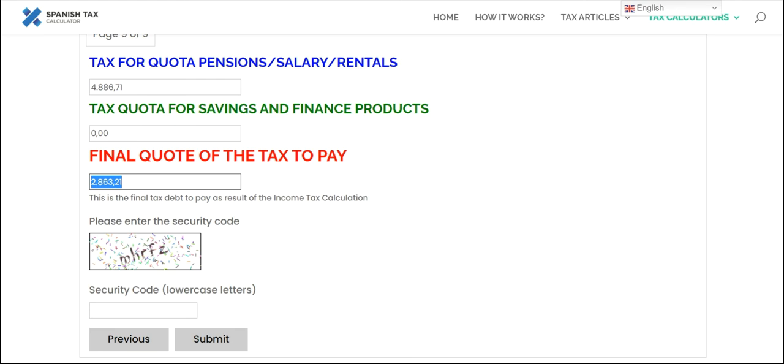So this is the way in which you will be declaring your taxes for a Spanish tax resident in case for incomes received from rent. And in a separate tutorial, we will talk about taxes that you have to pay for rent obtained from Spanish properties in case that you are non-resident.